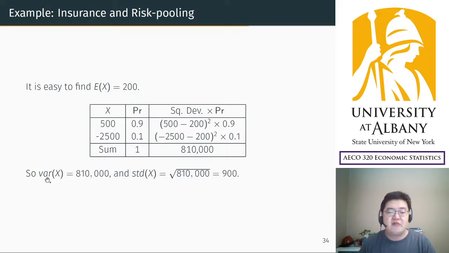So anyhow, variance is a large number, but I chose this number intentionally because when you take the square root, it equals 900, which is easier to handle. And so the mean is $200 and the standard deviation is $900. This is for a single insurance policy holder. So for each customer, the insurance company expects on average $200 profit, but there is a risk, huge risk, $900 risk.